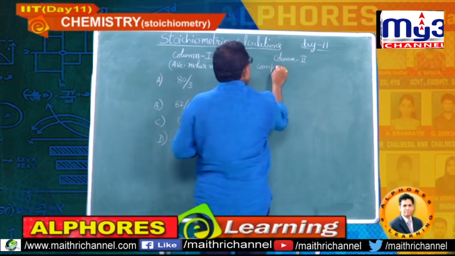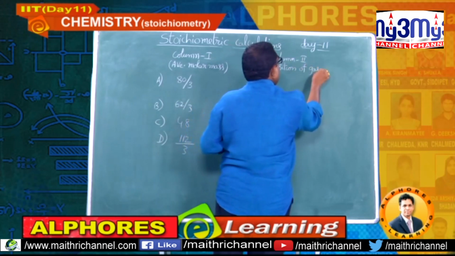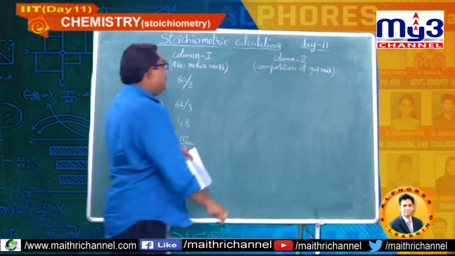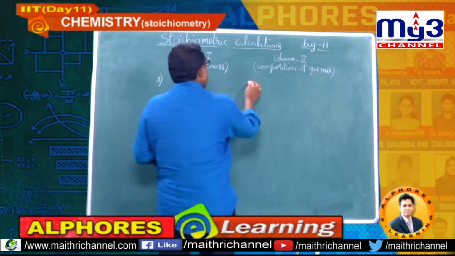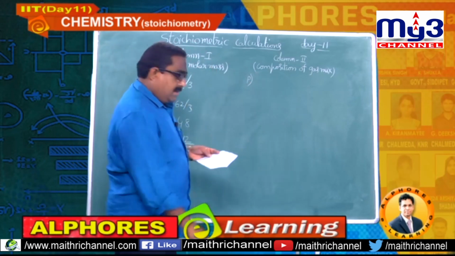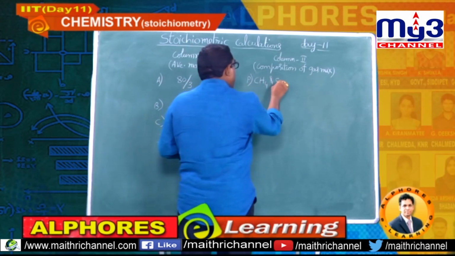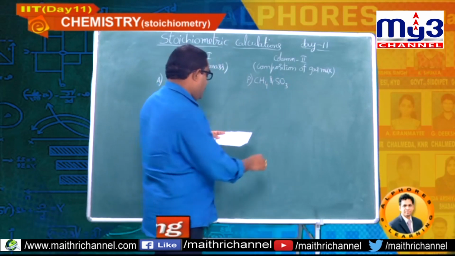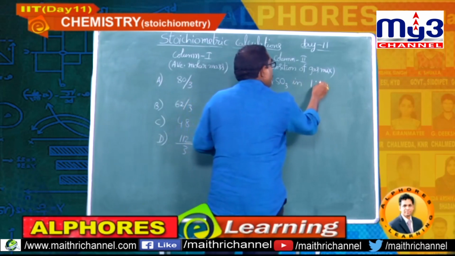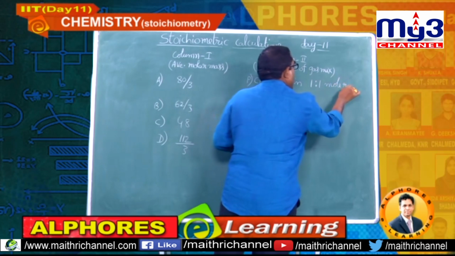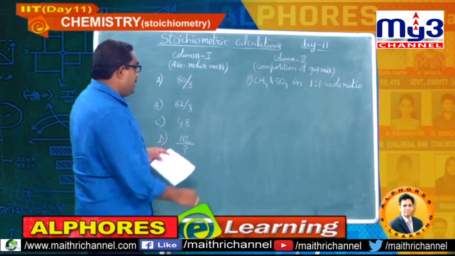I am writing column 2. Composition of gas mixture. Write down students, composition of gas mixture. And again here in column 2, P, methane and sulfur trioxide in 1:1 molar ratio. Write down students, methane and sulfur trioxide in 1:1 mole ratio.